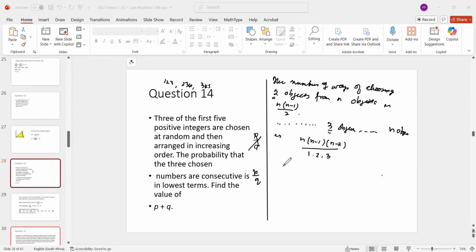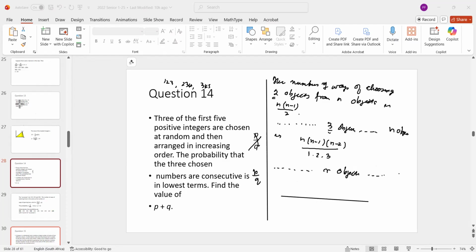Why do I say that? Because you can have the same formula. Instead of 3 objects, you have r objects. Very general formula. From n objects, the formula becomes a little bit complicated, but it's a formula. If you don't have it, it takes very much longer to work it out.